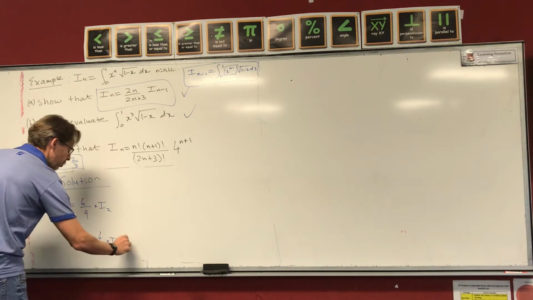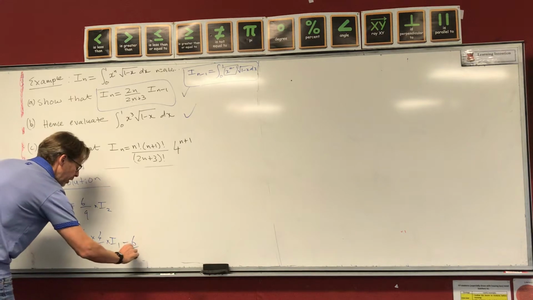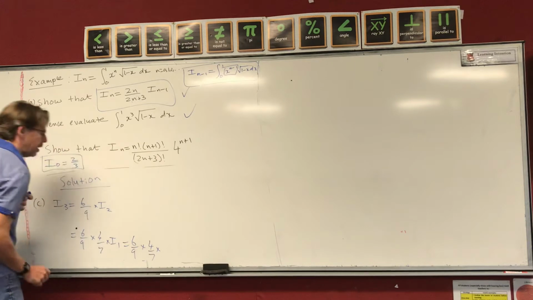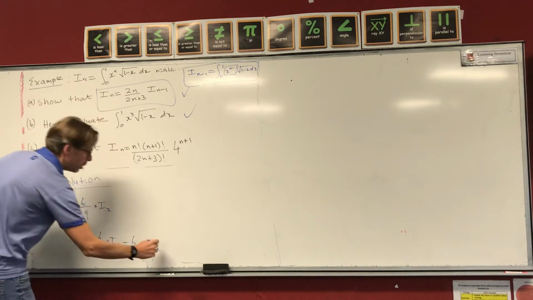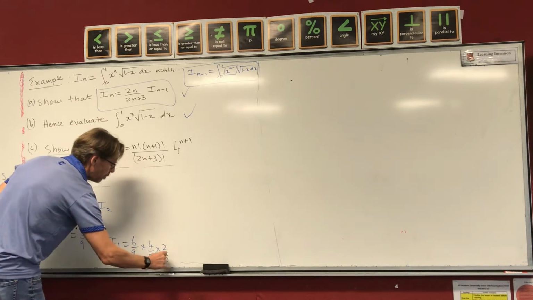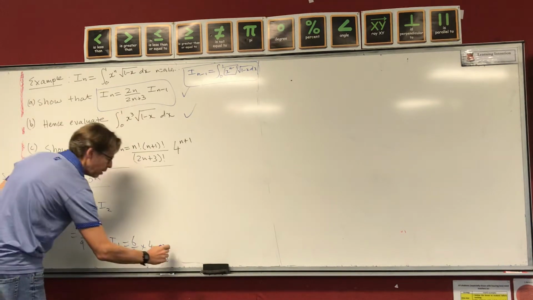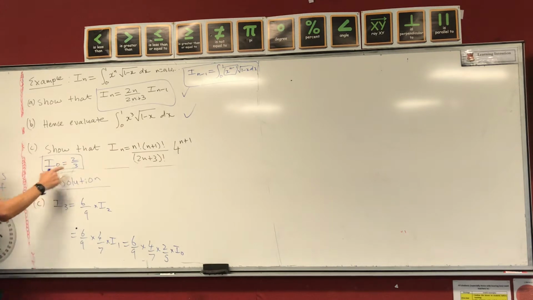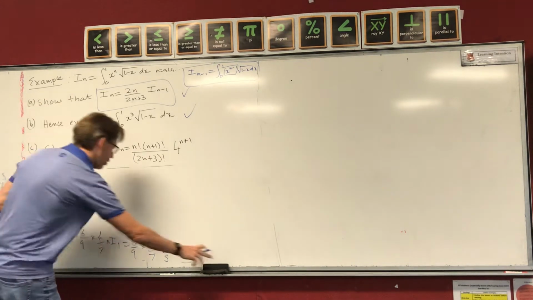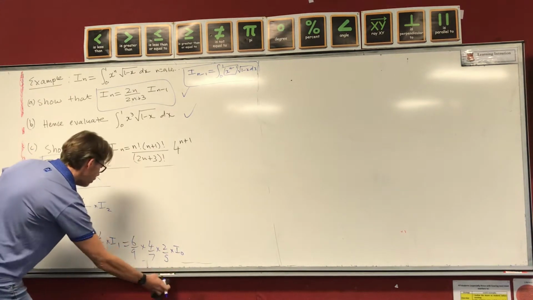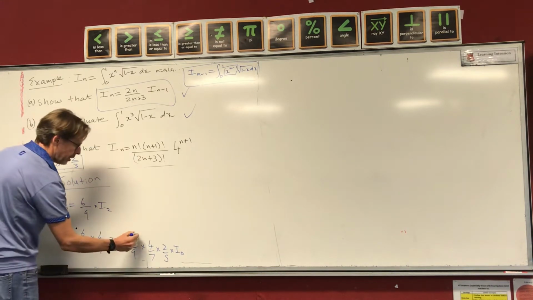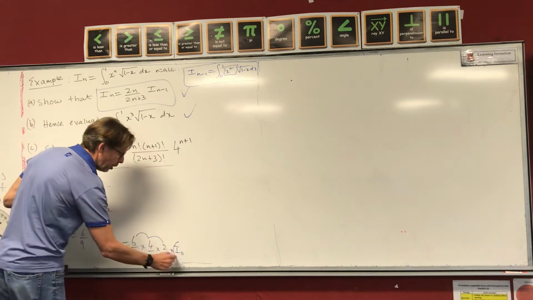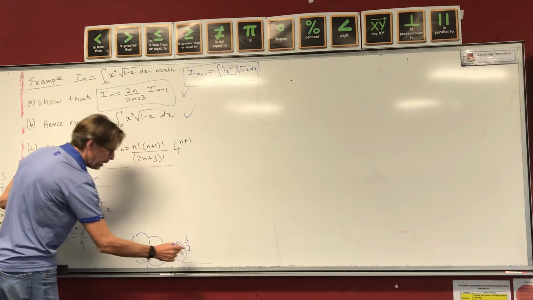And that will be equal to 6 over 9 times 4 over 7 times, now what's I1? That'll be 2 over 5 times I0. Now I0 is 2/3, okay? So you can see the pattern here. Stepping down by 2s, stepping down by 2s, and I0 is 2/3 on the end.